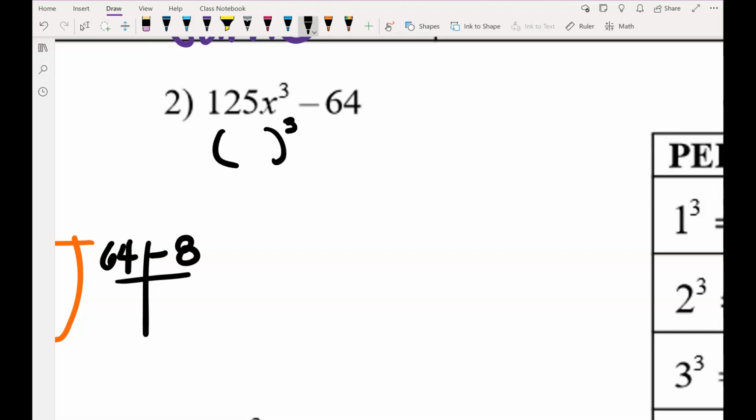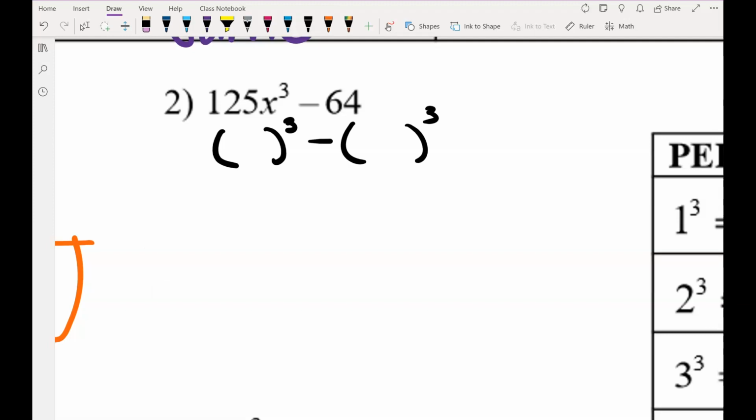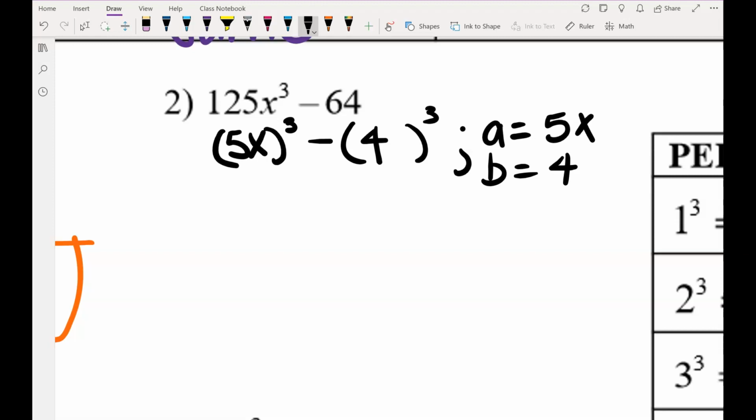Something cubed, students, minus something cubed. What goes in my first blank? 5x. What goes in our second blank? 4. So A equals what? 5x. B equals what? 4, because we need to use our formula. Here we go. We start out with A minus B. So what's A? 5x minus, what's B? 4.